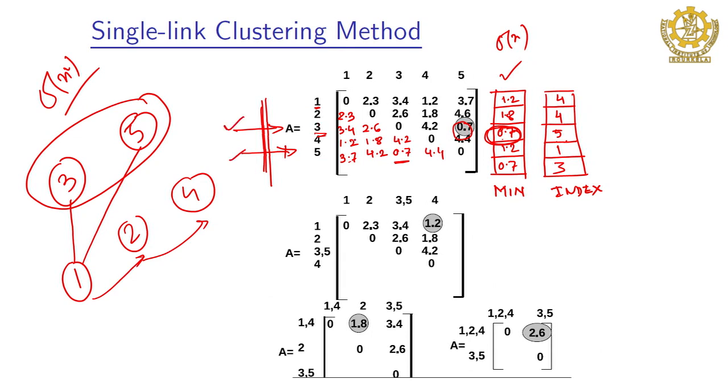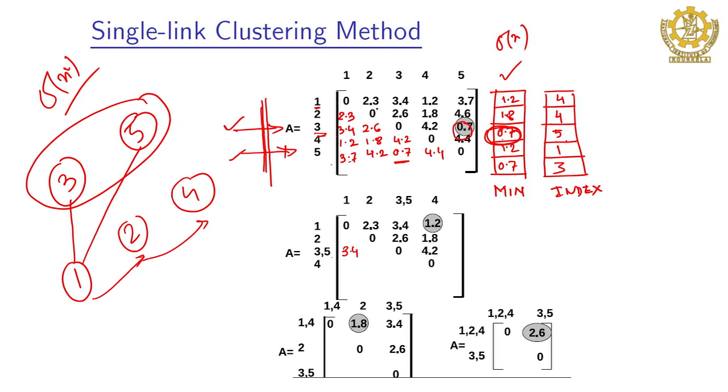Now, 3 and 5, what is the distance? 3.4 and 3.7. So, now what will be the distance from one cluster to the merged cluster 3 and 5? Obviously, the minimum, 3.4. So, instead of 3.7, we will write here 3.4. Why is the other not written? Because we are only showing the upper triangular matrix, because it is a symmetric one.